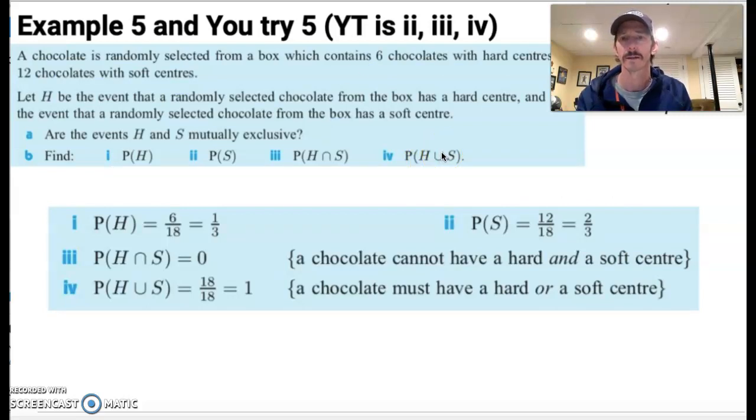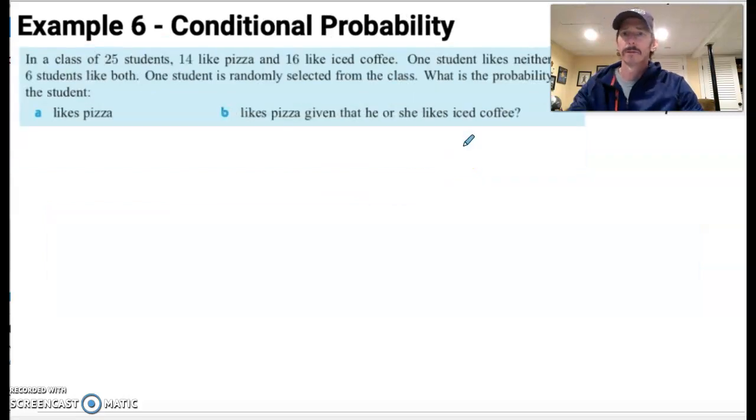Notice that the probability of soft is 12 out of 18, reduced. There is no intersection, so the probability of hard and soft is 0. And the union is one or the other, which means all of them. So there's a 100% chance that your candy has a hard center or a soft center. All right, moving on.